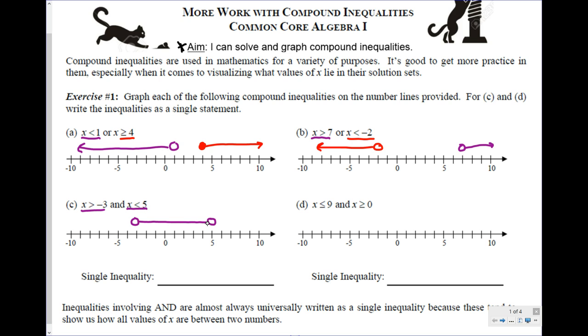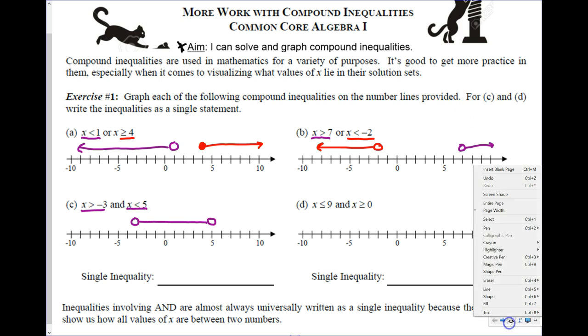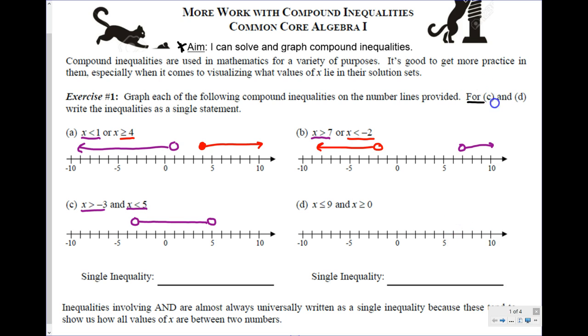Now, the other additional thing we have to think about is this direction right here at the very top that says, for C and D, write the inequalities as a single statement. We have a special notation when we have an inequality that's between two numbers. So do you see how this inequality is between -3 and 5? So I can write this, and this is called set notation, I can say x is between -3 and 5. It's like taking your separate inequalities and putting them into one whole thing. It's called set notation.